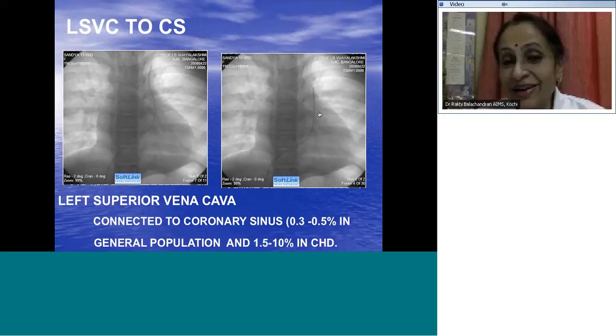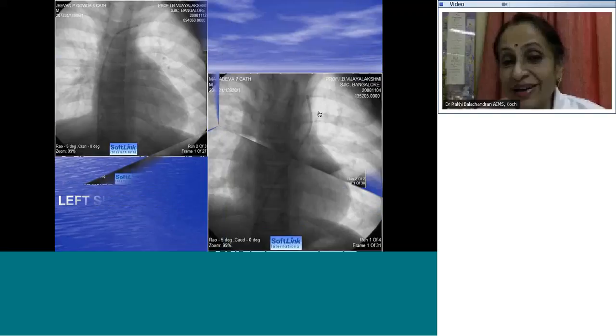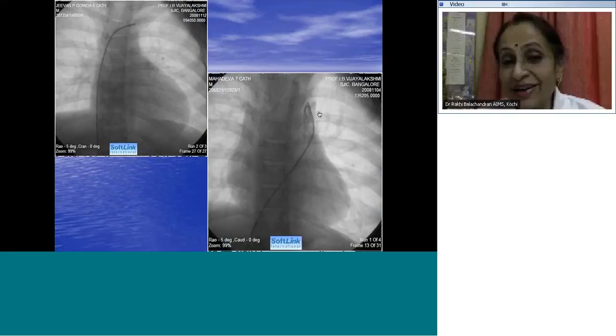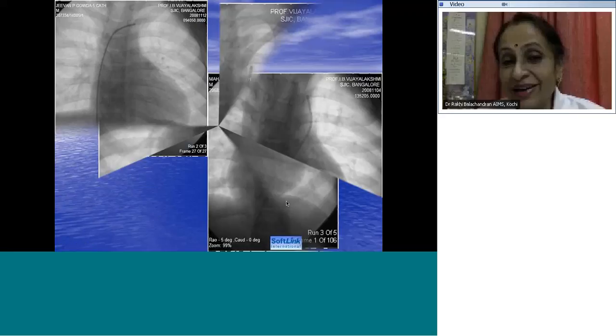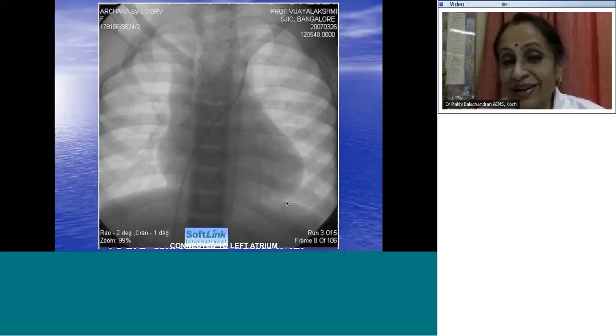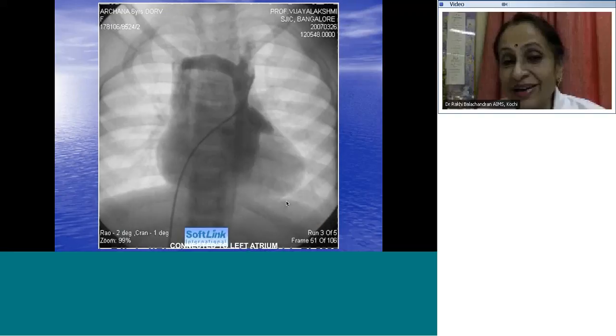So in angiogram, you have to take 2 to 3 parameters. One, the saturation, two, the pressure, and three, the position. So all the three, this is the LSVC draining into coronary sinus. So here you can see that hand injection is given, no LSVC is there, and here there is an LSVC. So LSVC draining into coronary sinus should be detected. Now what is this?